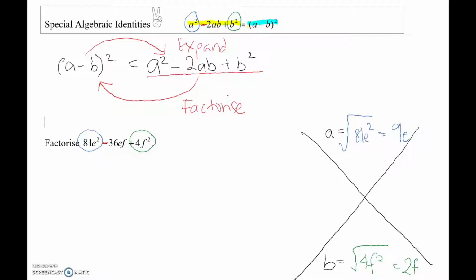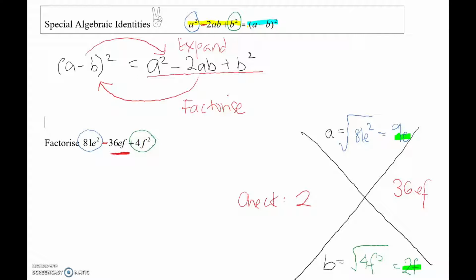So let's check. When we multiply 2 to the value of a, which is 9e, multiply by the value of b, which is f, this will give us 36ef. And this is the same as the middle term, while ignoring the minus sign in front. So therefore, we know that we have the correct value of a and b.